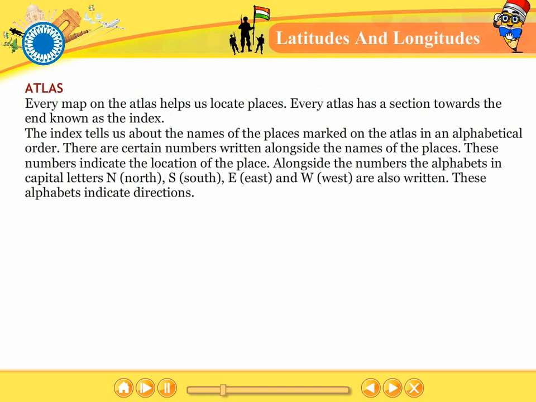Atlas. Every map on the atlas helps us locate places. Every atlas has a section towards the end known as the index. The index tells us about the names of the places marked on the atlas in an alphabetical order. There are certain numbers written alongside the names of the places. These numbers indicate the location of the place. Alongside the numbers, the alphabets in capital letter N north, S south, E east, and W west are also written. These alphabets indicate directions.